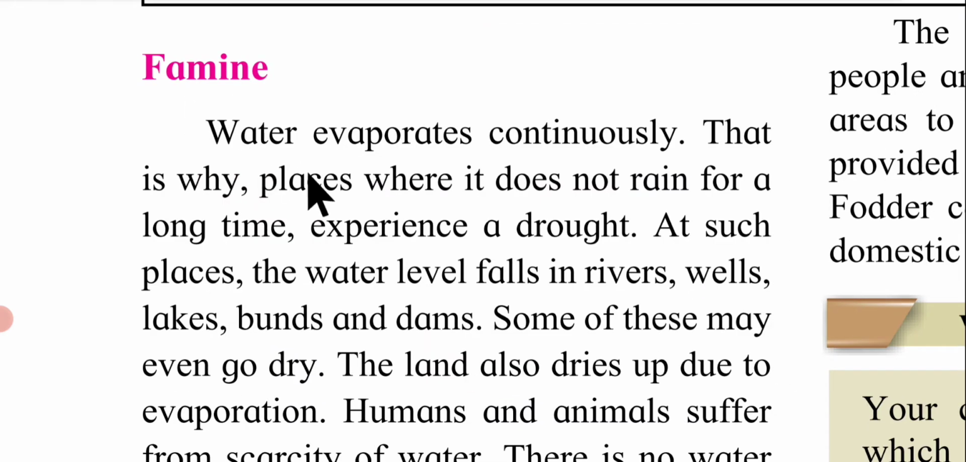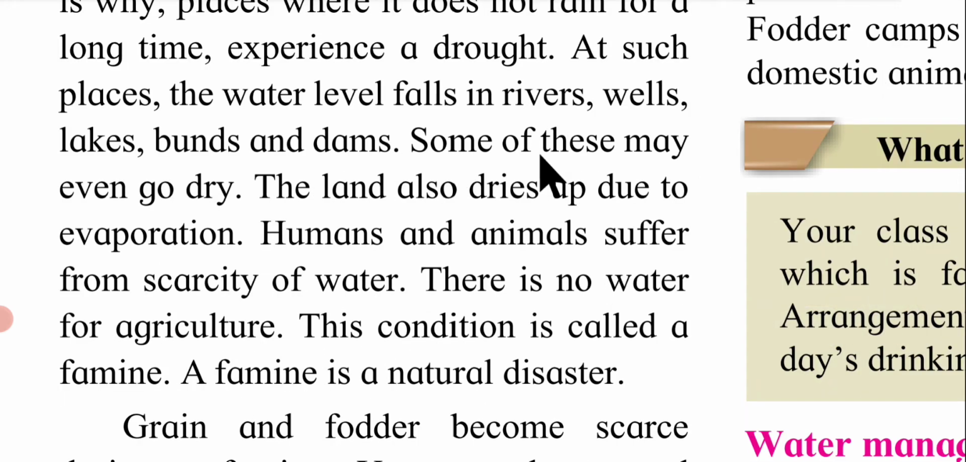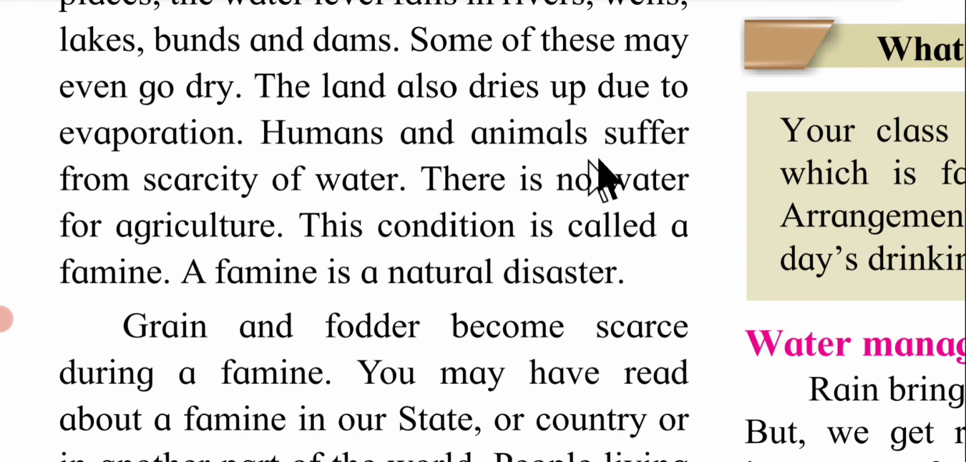Famine. Water evaporates continuously. That is why places where it does not rain for a long time experience a drought. At such places, the water level falls in rivers, wells, lakes, bunds, and dams. Some of these may even go dry. The land also dries up due to evaporation. Humans and animals suffer from scarcity of water.